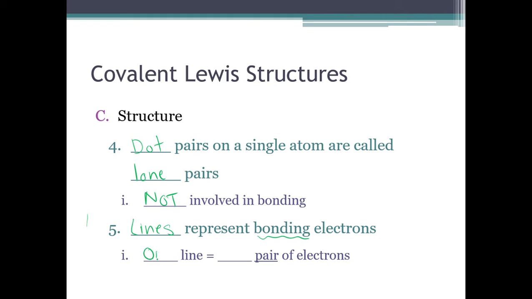So one line represents one pair of electrons. One line is a single bond. Two lines, two pairs of electrons. Three lines, three pairs of electrons, triple bond.